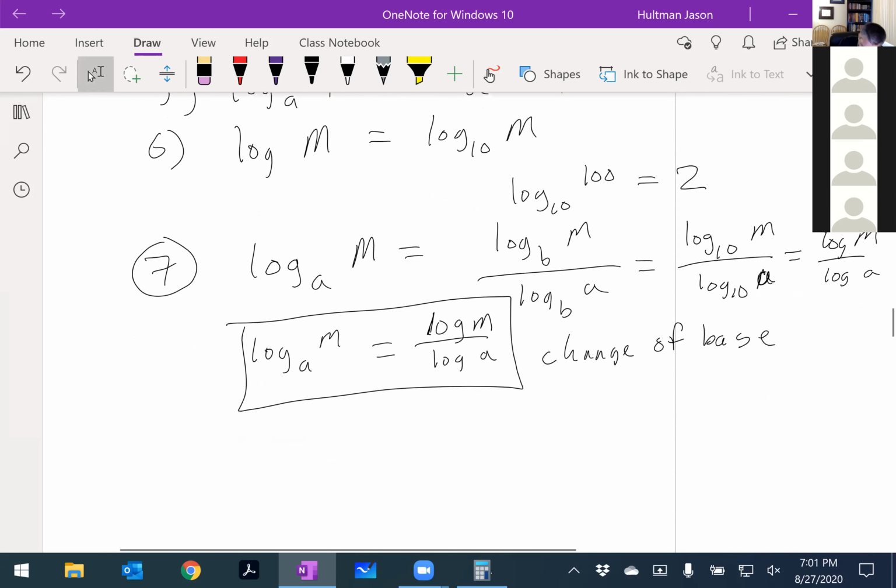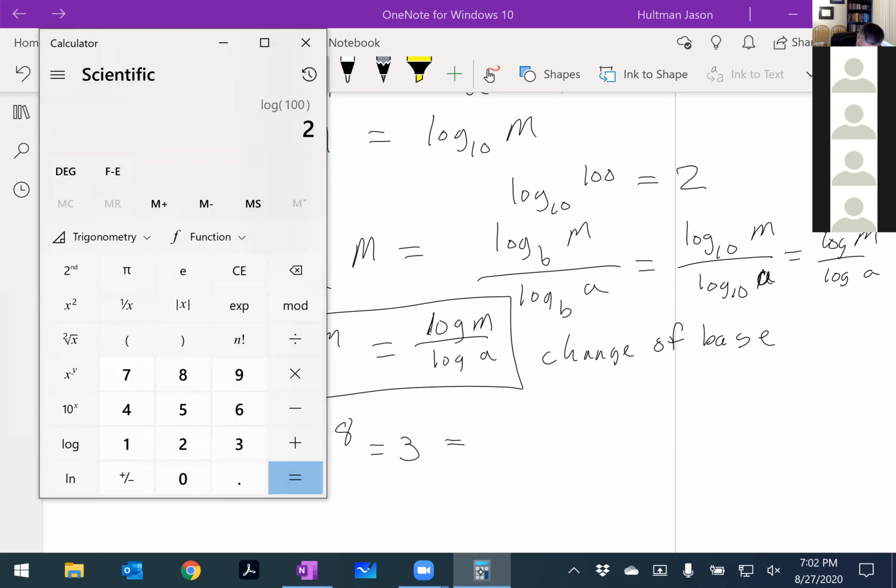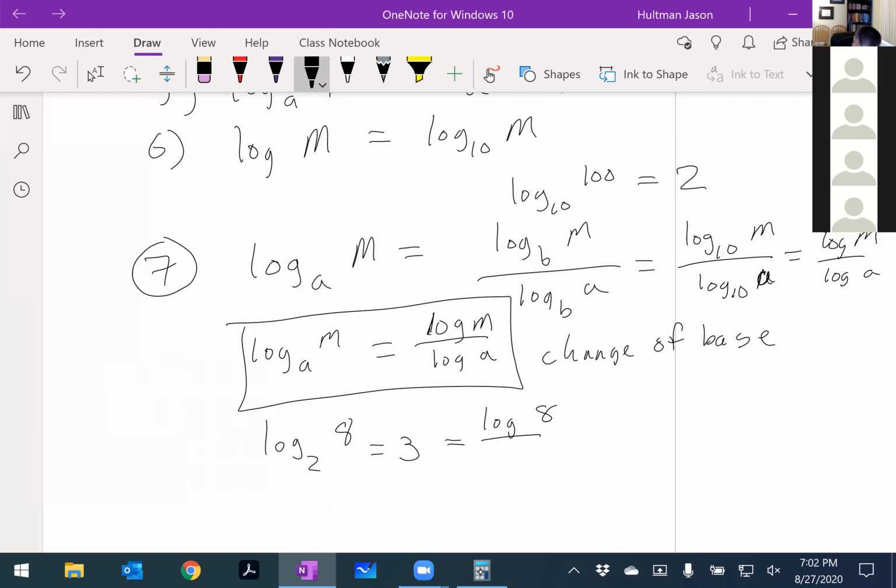Kind of cool. For example, if I wanted to find out the log base 2 of 8, what is that? Two to the what power is 8? 3. There you go. Good job. Thank you, Justin. Thank you, Darlene. So this should equal 3, right? Does this work if I plug it into the calculator? This should be equal to log of 8 over log of 2. Does that make sense?